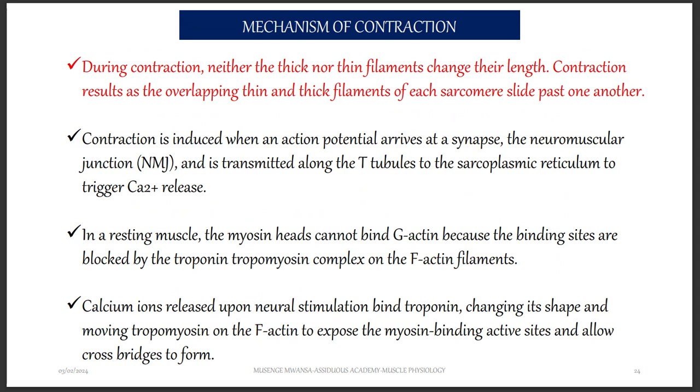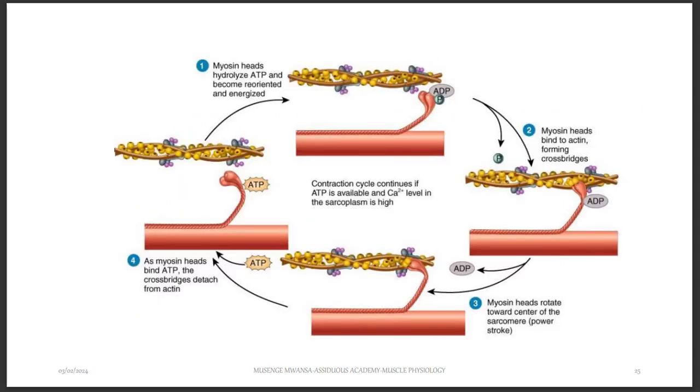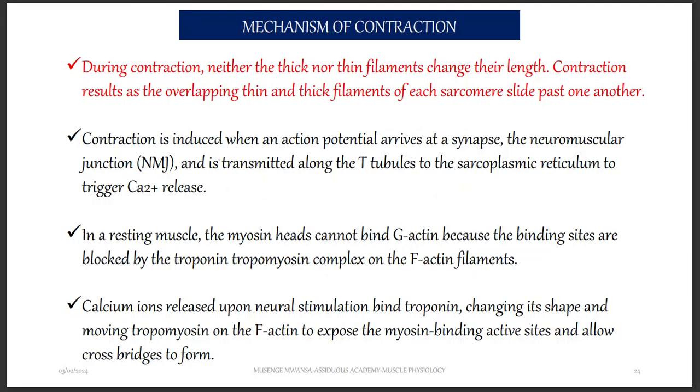Okay. So in resting muscle, the myosin head cannot bind to actin because the binding sites have been blocked by the troponin-tropomyosin complex on the F-actin. Now, F-actin is the whole actin molecule, the long molecule. This long molecule that you can see is F-actin. And each one of these beads that you can see is called G-actin. So what makes up F-actin is G-actin. Myosin cannot bind to each of those G-actins because the active sites have been covered by the troponin-tropomyosin complex.